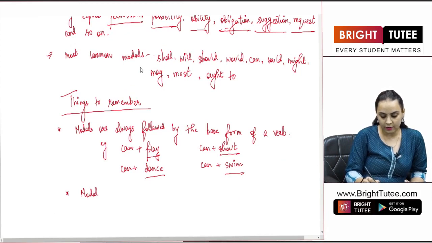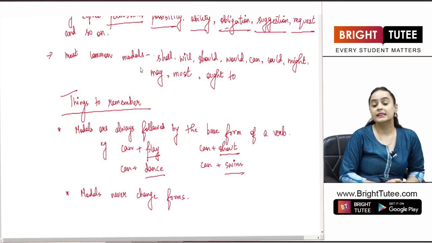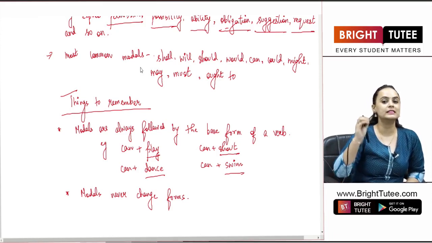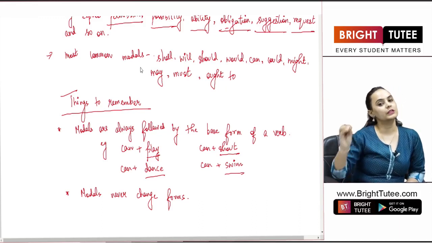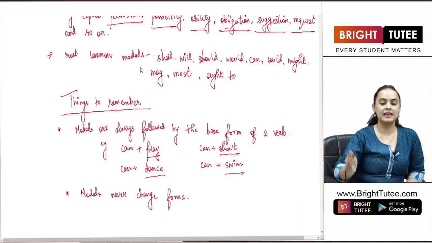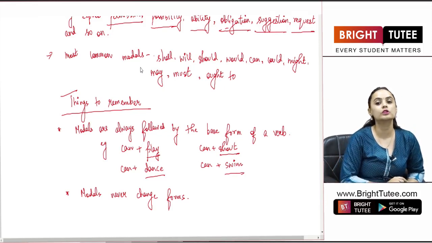Second, modals never change their form. They will never change their forms. Can will always be can in present tense. Could will always be could in past tense. May will always be may. Might will always be might, so on and so forth.